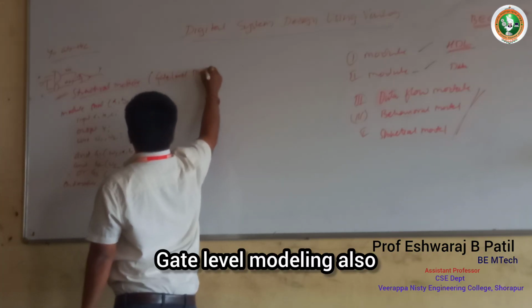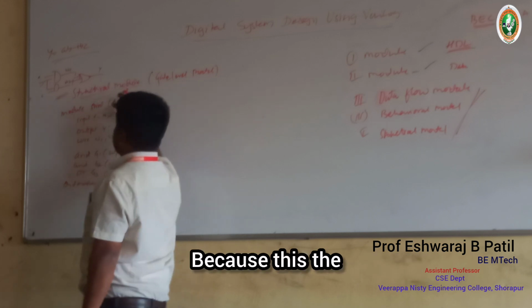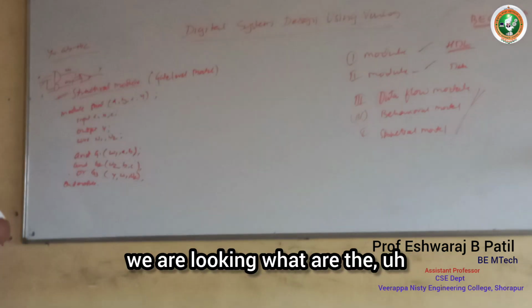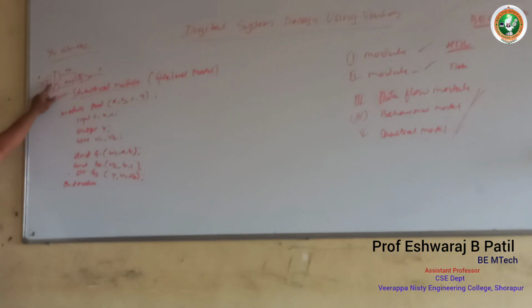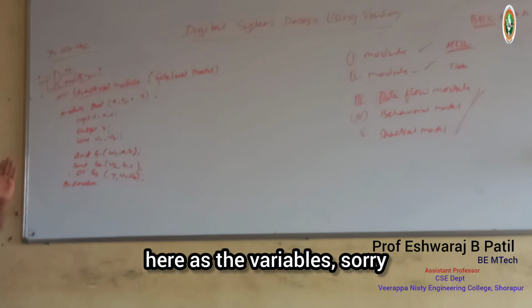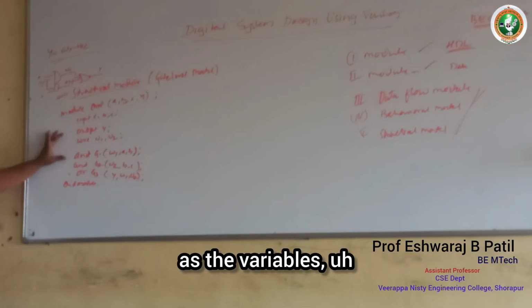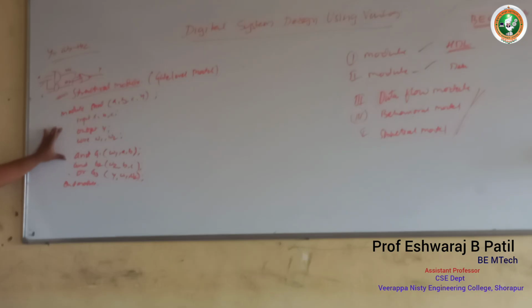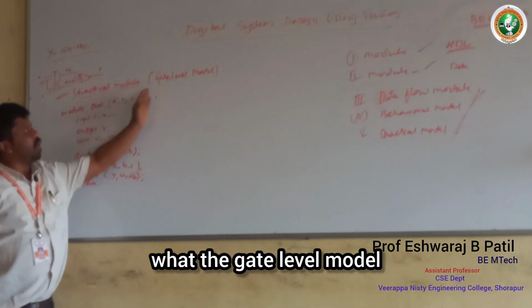Gate level modeling also. Why the gate level model? Because here we are looking at the types of gates, the AND gate and other gates, and the gate names we are directly using here as the variables. That's what we call the gate level model.